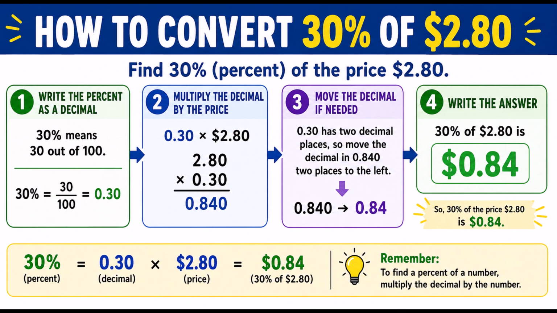Step 2, multiply. Multiply the decimal by the price. So 0.30 times $2.80 equals 0.840.